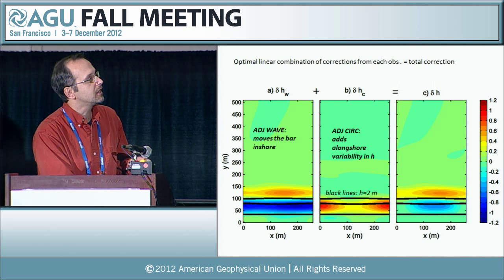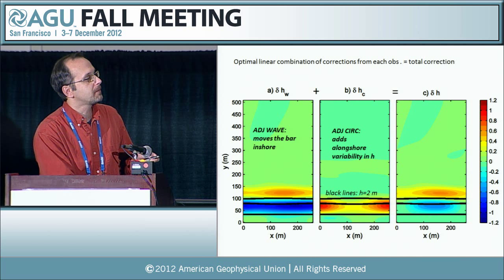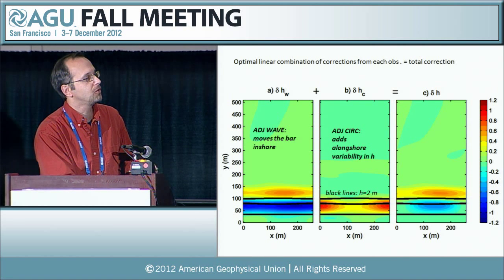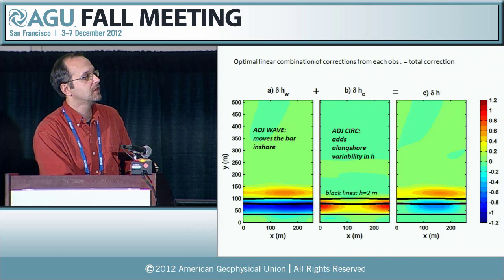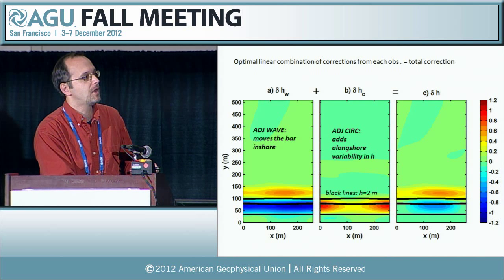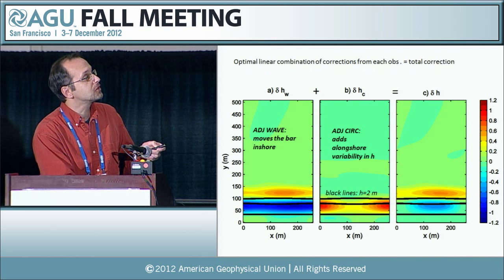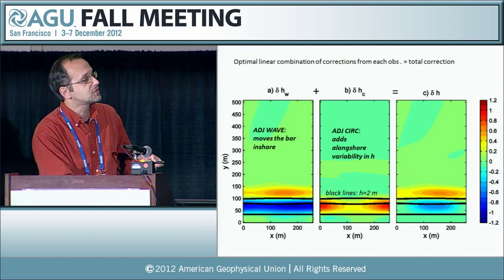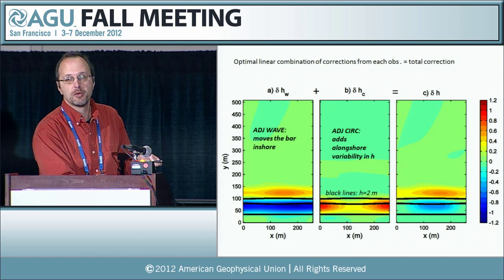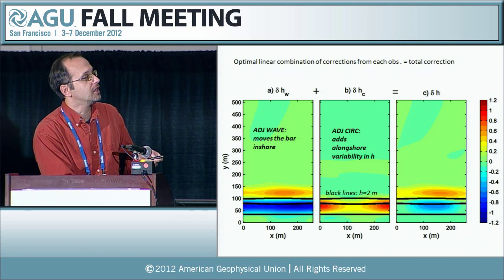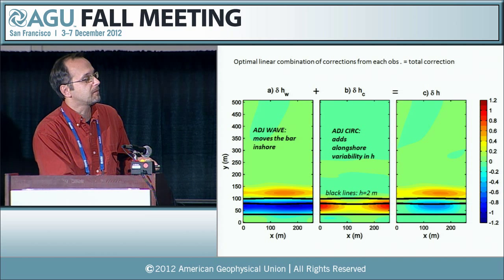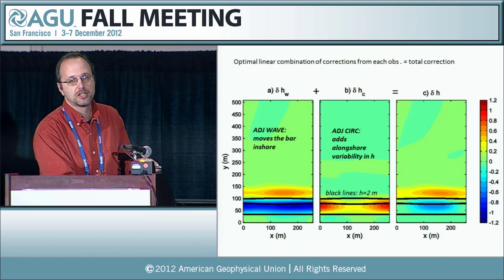We see that the correction to bathymetry is negative inshore of the bar. These two black lines, the 2 meter bathymetry, show the prior bathymetry and the location of the bar. Negative means that we decrease depth; positive means we increase depth. So we move the bar inshore and we increase the longshore variability. It turns out that the adjoint wave model mostly works to move the bar inshore, and the adjoint circulation model just increases the longshore variability.